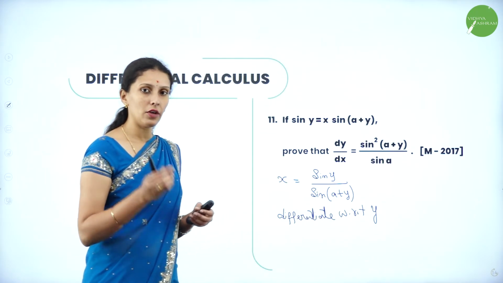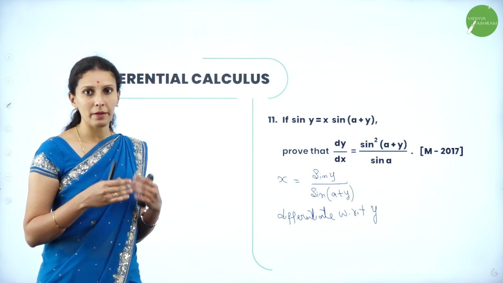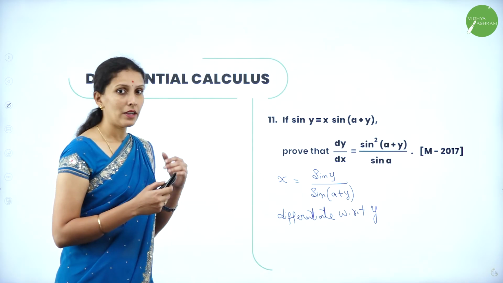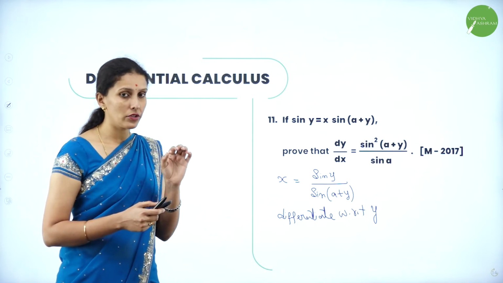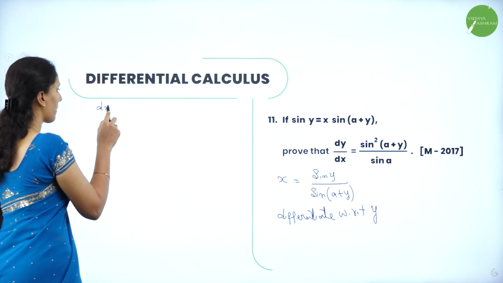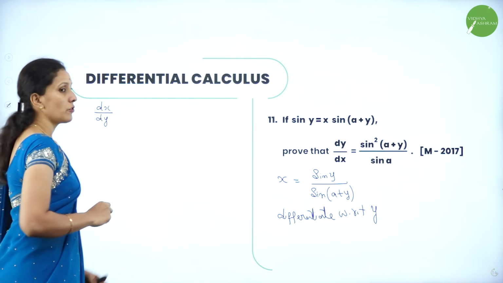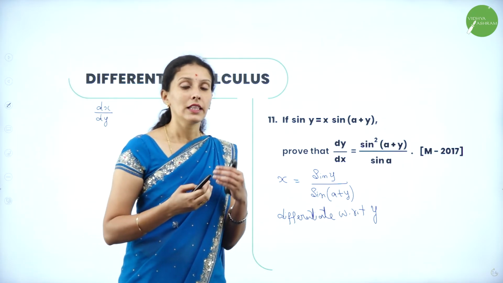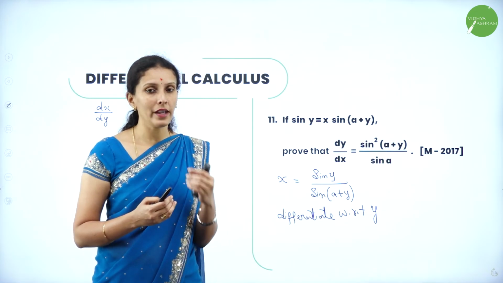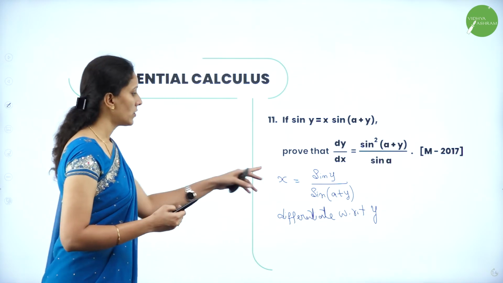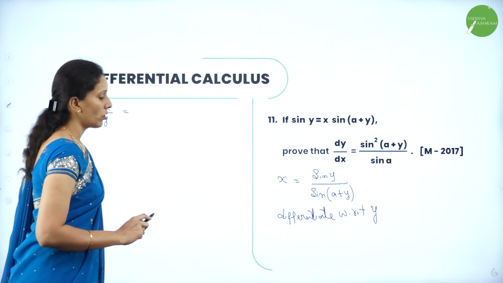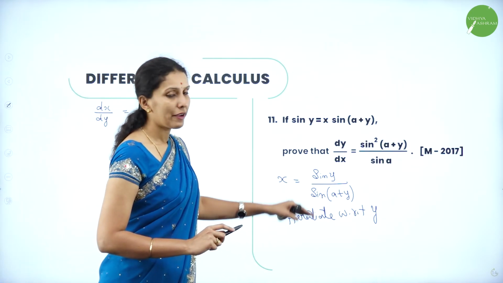When you are differentiating with respect to y, you have to write dx by dy for x. If you are differentiating y with respect to x, then it becomes dy by dx. If you are differentiating x with respect to y, then it becomes dx by dy. So here we have to apply the quotient rule, that is the u by v form.